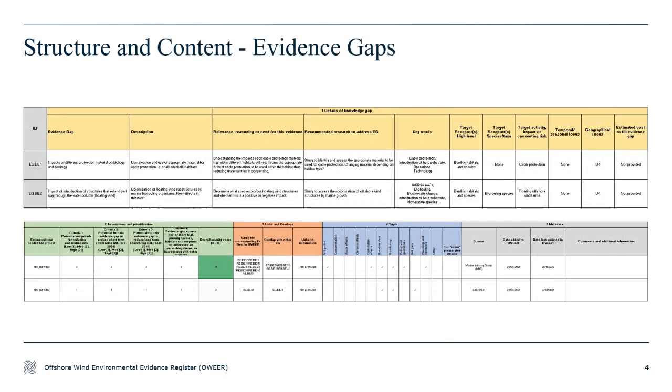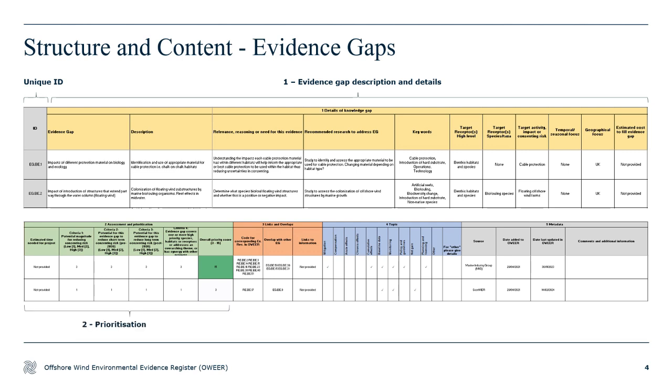Within the evidence gap spreadsheets for the receptors, each row represents a different evidence gap and is given a unique identifier. The spreadsheets are then further divided into a number of different sections. The first one describes and gives details for each of the evidence gaps, and this includes information like recommended research to address the gap and target receptors.